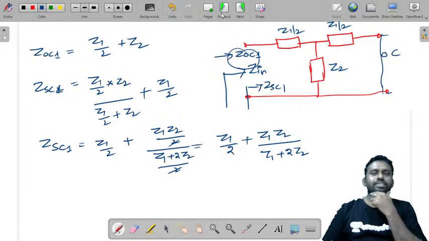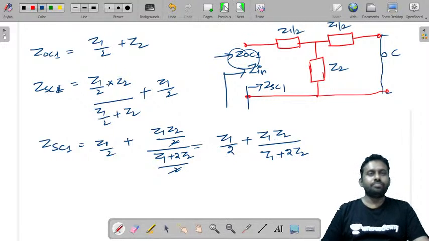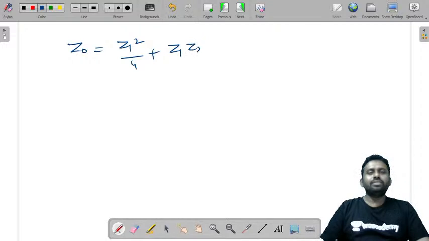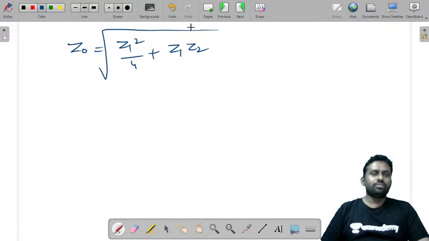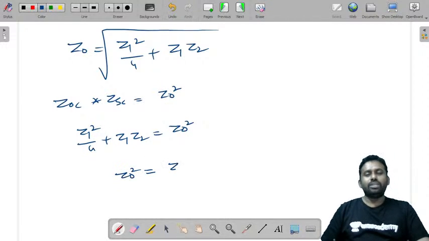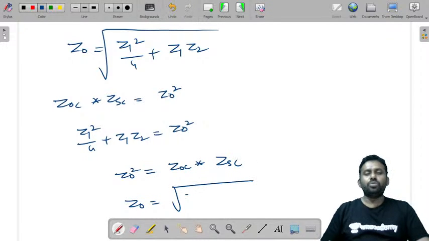If you just take this expression for Z naught, it is root over Z1 square by 4 plus Z1 Z2. And if you multiply this ZOC into ZSC, you'll get the same value of Z naught square, which is Z1 square by 4 plus Z1 Z2. You can write Z naught square is equal to ZOC into ZSC, or Z naught is equal to root over ZOC into ZSC.